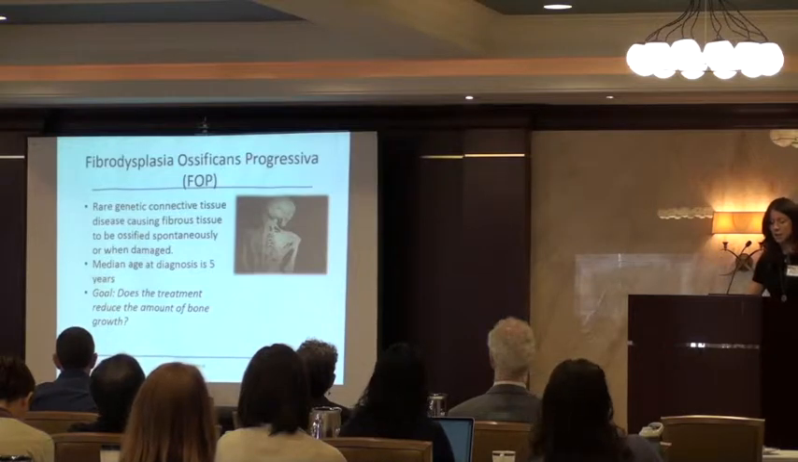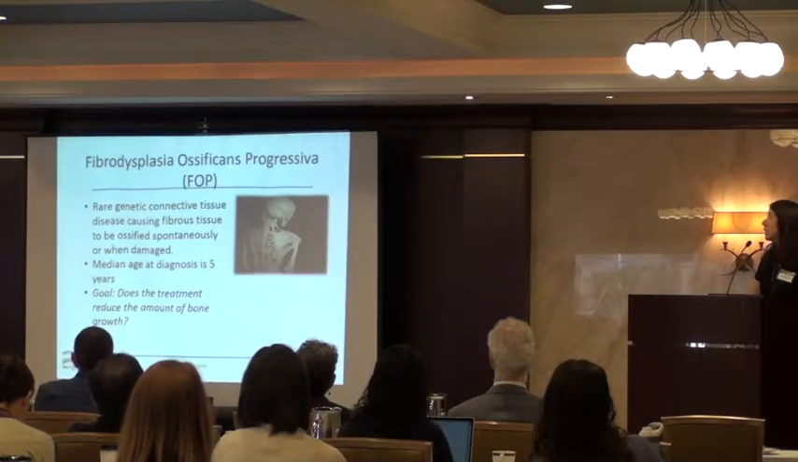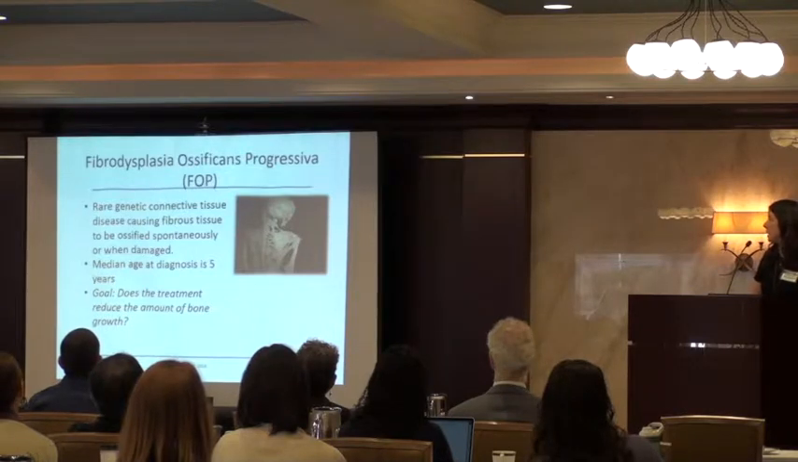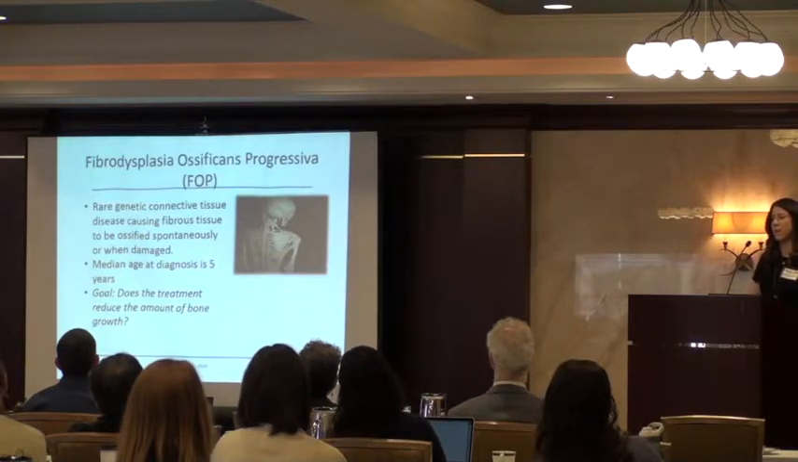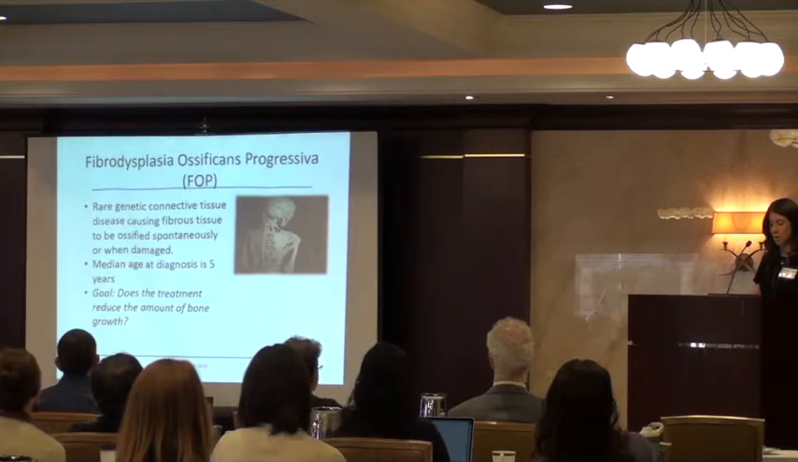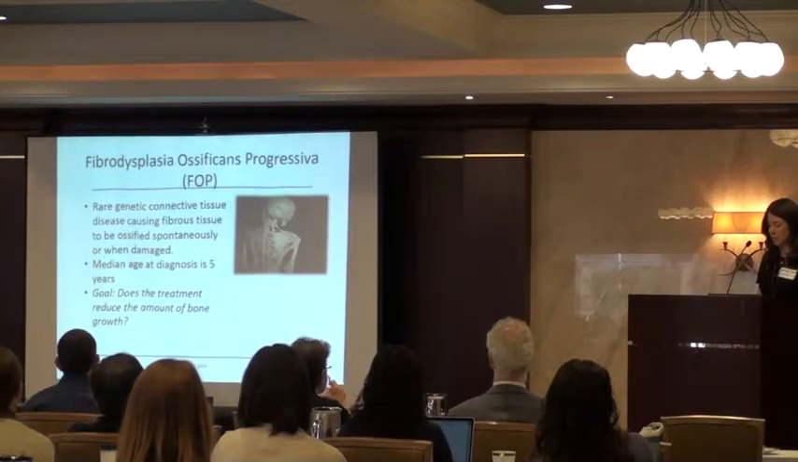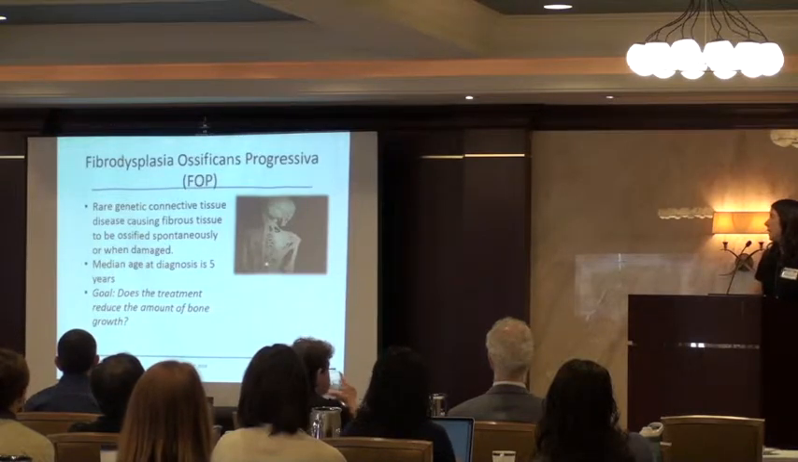And the last rare disease I'll talk about that we're interested in is FOP, fibrodysplasia ossificans progressiva. This is, again, a very rare genetic disorder, a connective tissue disease, and it causes the fibrous tissue to turn into bone. So this is a skeleton of an individual with this disease. And the median age of diagnosis is 5, so this occurs in very young individuals.